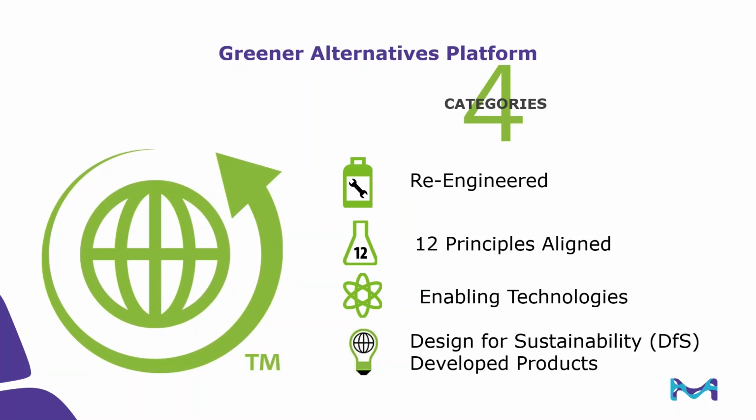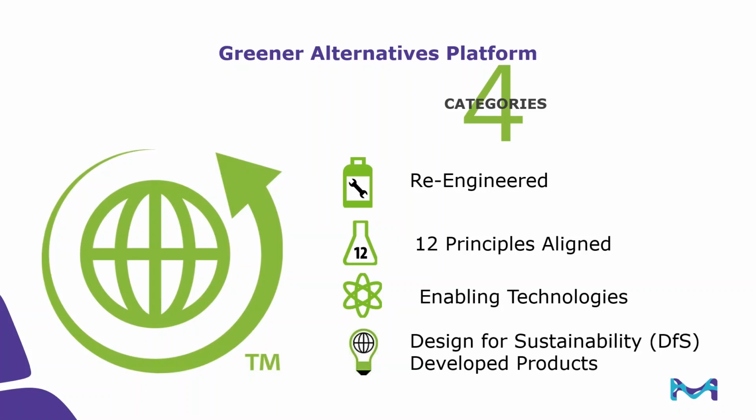Enabling technology products. An enabling technology product is a product that enables greener research. For example, alternative energy research, solar and wind. The product that goes into that research we call enabling technology products.